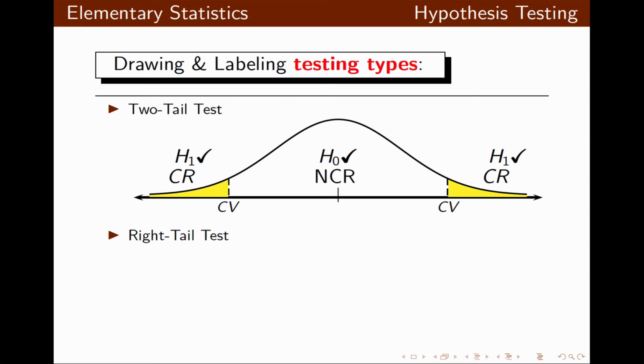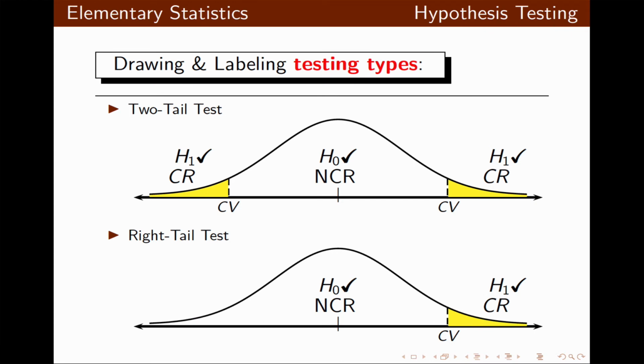For the right-tailed test, alpha will be the area of the critical region on the right-hand side of the graph. The value that separates the critical region from the non-critical region is called critical value. In the critical region, H1 will be valid, and in the non-critical region, H0 will be valid.